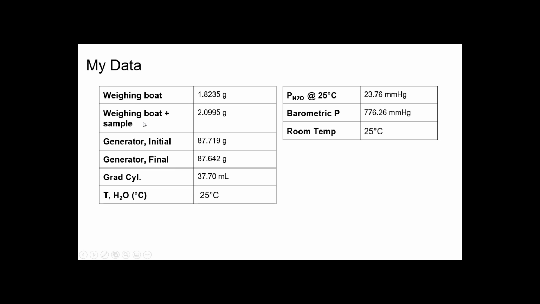You have your weighing boat, the sample, and your generator before anything happens and after. So you see that this one is more than that one. This difference is the CO2. You have your graduated cylinder, and then you have your temperature of the water, which you need because you're going to have to figure out the pressure.